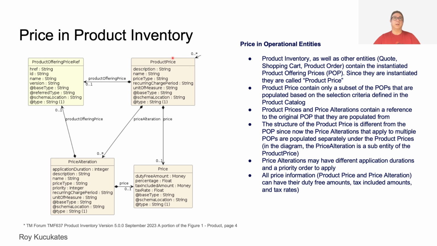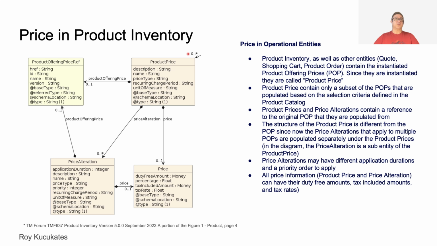Independent of this one, a product price has price alterations, where the price alterations can have 0 or 1 price. So you can have an alteration definition here, and the price of this alteration, which may be a percentage like 10%, or tax included $10, or duty-free amount $10. It can have a price alteration. It can have multiple price alterations.